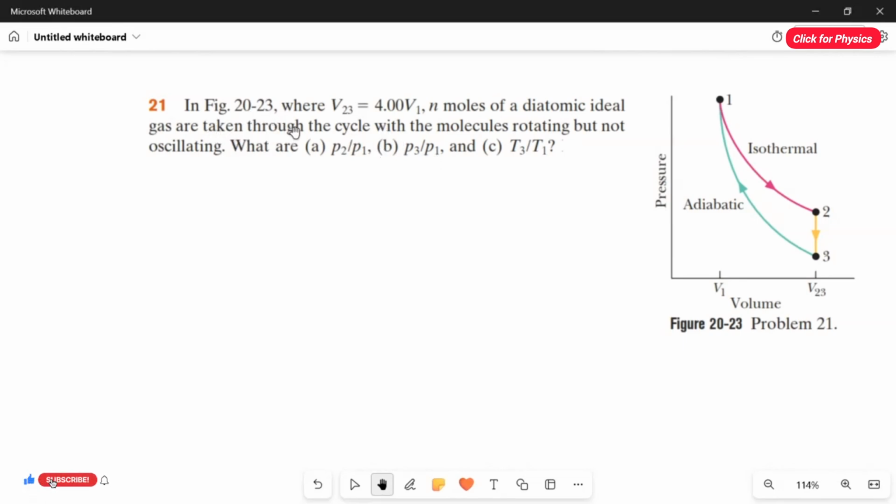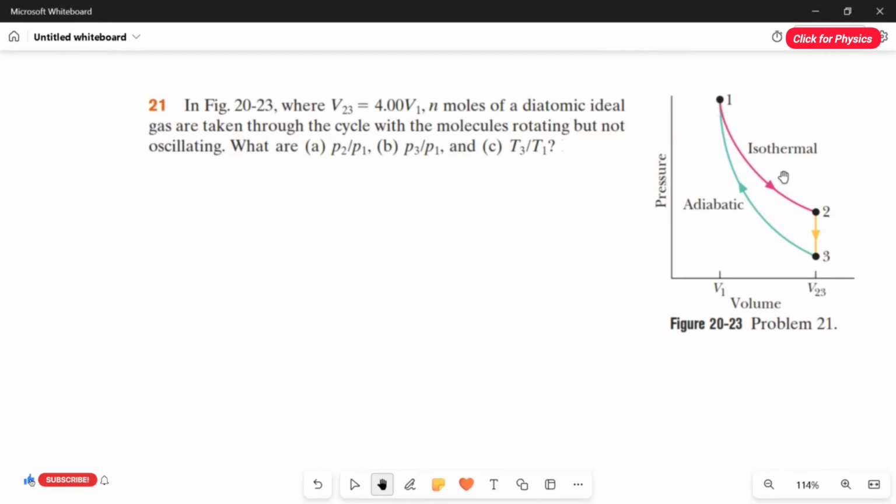In the given figure, where V3 is equal to 4V1, n moles of a diatomic ideal gas are taken through the cycle with the molecules rotating but not oscillating. What are: A, P2 over P1; B, P3 over P1; and C, T3 over T1. Let's see the given figure. So what is given in this figure?